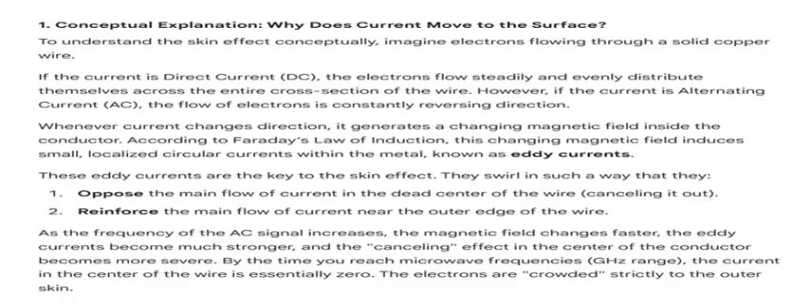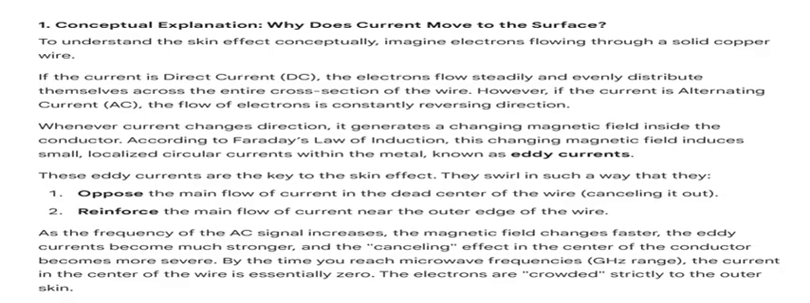Whenever current changes direction, it generates a changing magnetic field inside the conductor. According to Faraday's law of induction, this changing magnetic field induces small, localized circular currents within the metal, known as eddy currents. These eddy currents are the key to the skin effect. They swirl in such a way that they oppose the main flow of current in the dead center of the wire, canceling it out, and reinforce the main flow of current near the outer edge of the wire.